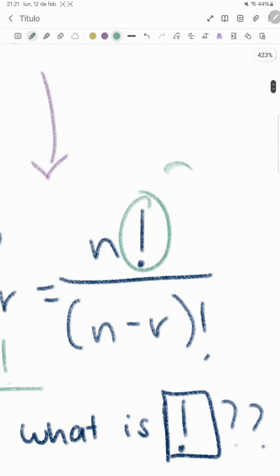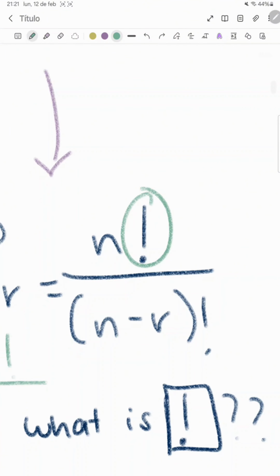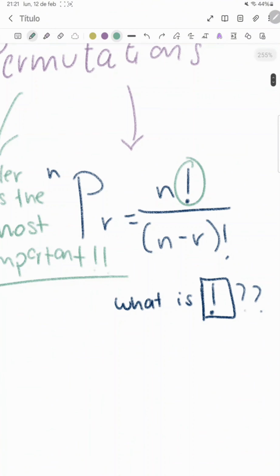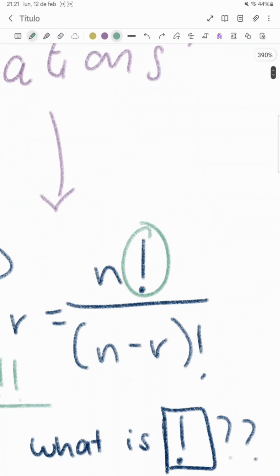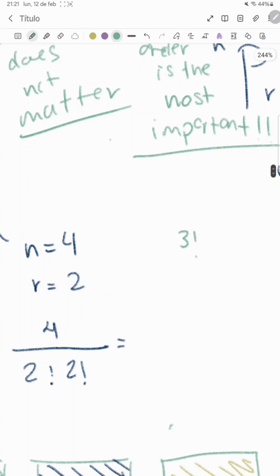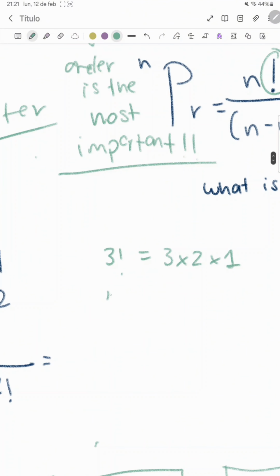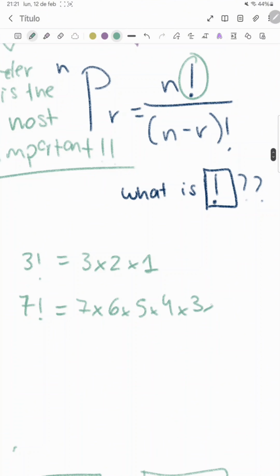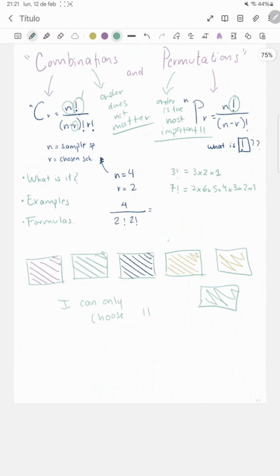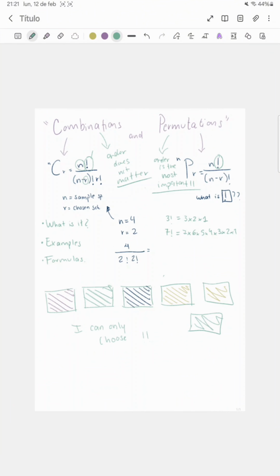So how exactly does a factorial work? Well, a factorial is basically, to summarize, the multiplication of a number by all the natural numbers that go before it. So for example, if we have 3 factorial, it represents 3 times 2 times 1. If we have, I don't know, 7 factorial, it represents 7 times 6 times 5 times 4 times 3 times 2 times 1, and it goes on and on. So now let's check some examples.